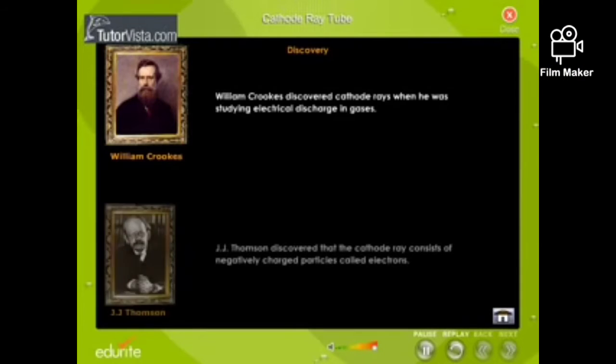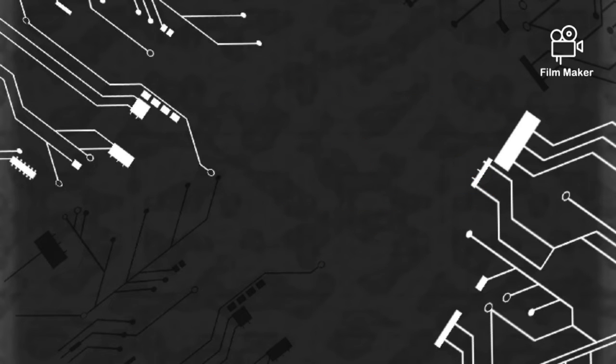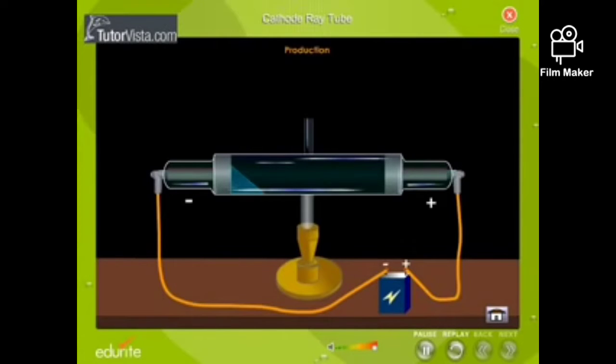Cathode rays were discovered by William Crookes during his experiment with a discharge tube, and J.J. Thomson discovered that they consist of negatively charged particles called electrons. Cathode rays are produced in what we call a discharge tube, also called a cathode ray tube.